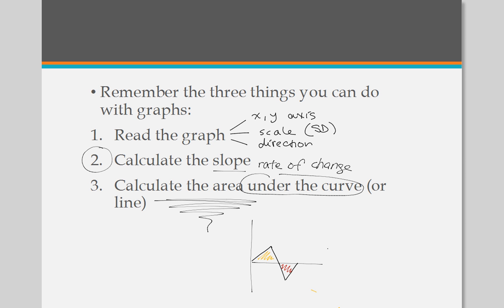If you look here, the yellow represents positive area and the red represents negative area. Notice that it's shaded below the curve above the x-axis, or above the curve below the x-axis.